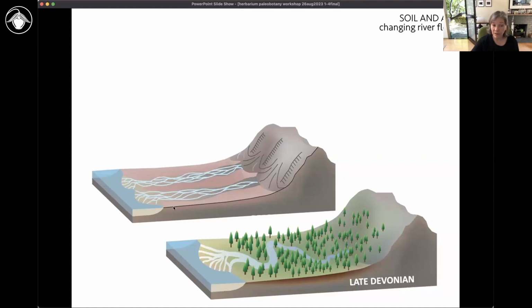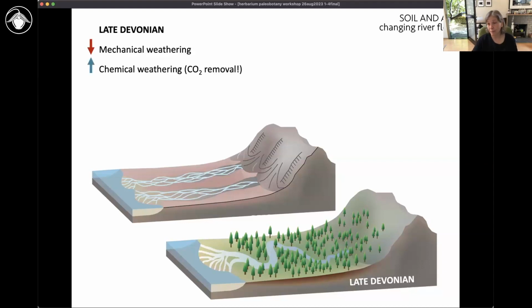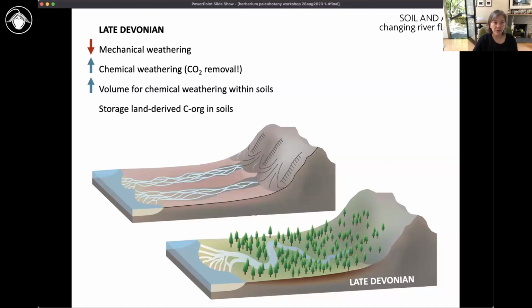So where you had very thin soils before the Devonian, by the late Devonian, the soil layers were relatively thick. So in the late Devonian, you had less mechanical weathering, more chemical weathering, and that means active removal of CO2 from the atmosphere. The volume for chemical weathering within the soils increases because the trees root deeper and deeper and deeper. There was an increase in storage of organic carbon in the soils, and there is increased stream bank stabilization.